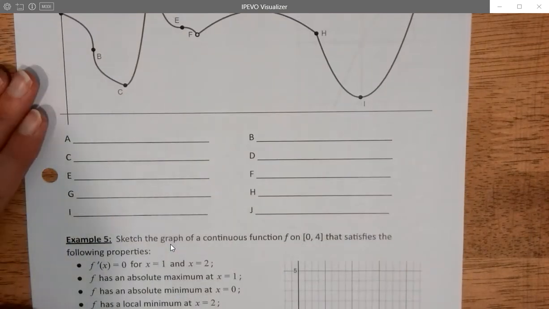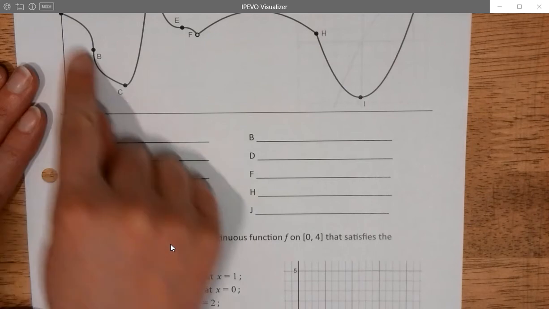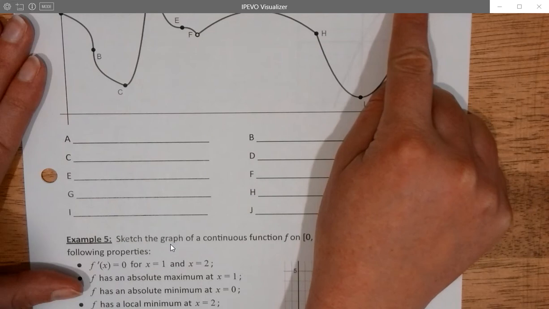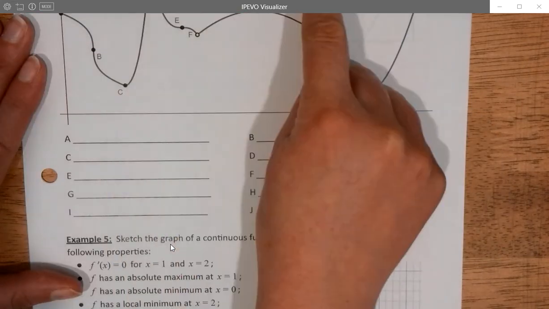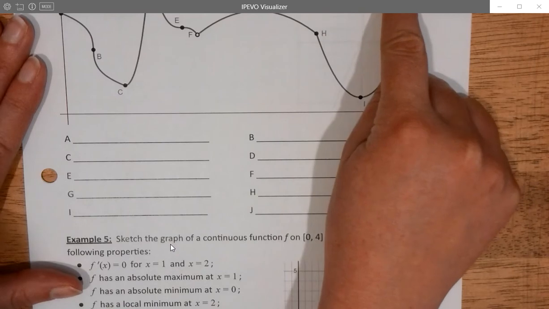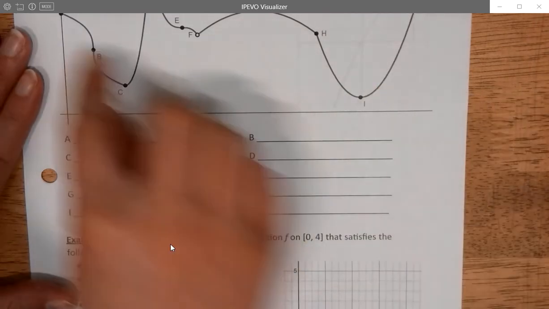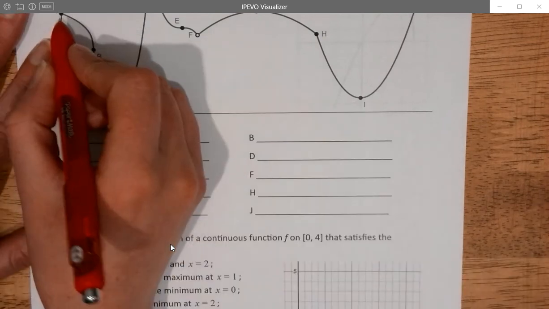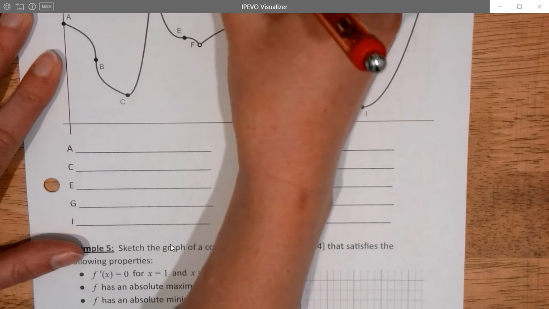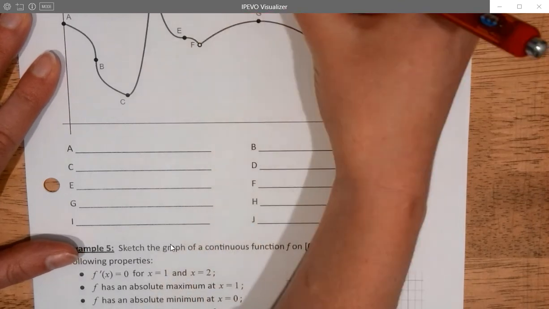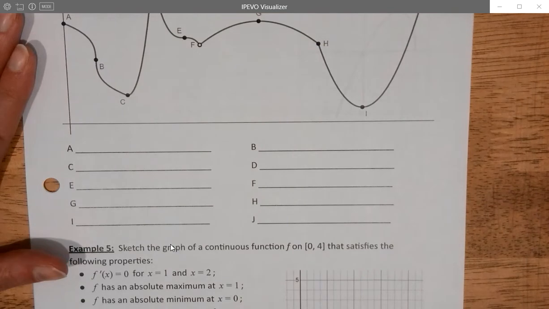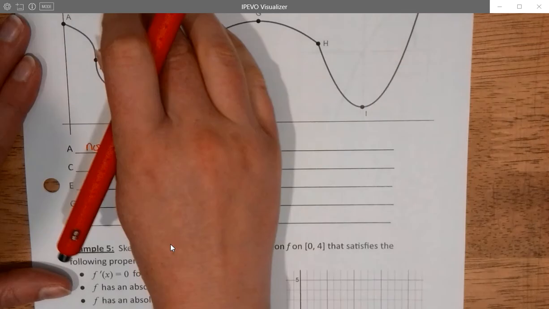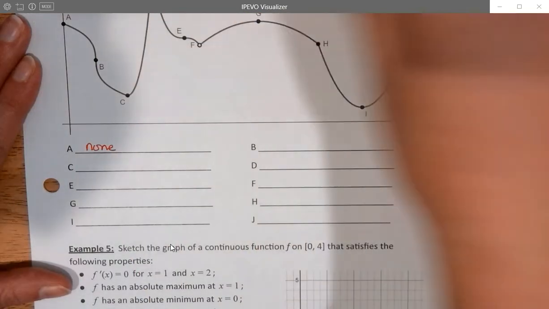Okay, example 4, we're going to decide whether each of these points, A through J, is an absolute max, min, relative max, or none of these. So first of all, A. A is an endpoint. Endpoints can't be relative. Remember that relative is the same as local. So A is none. You look at the other endpoint right away. That is not the absolute highest, so it's also none.